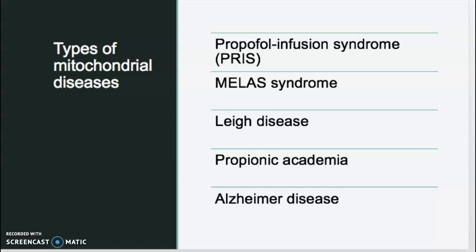Then you have propionic acidemia. This is a mutation, and it is a deficiency of activity in the mitochondrial enzyme propionyl-CoA carboxylase. And this carboxylase functions as part of the catabolic pathway for fatty chains, cholesterol, and the amino acids threonine, methionine, isoleucine, and valine. The most common symptom of this is ketoacidosis, and this is because the propionic acid inhibits the citric acid cycle enzymes.